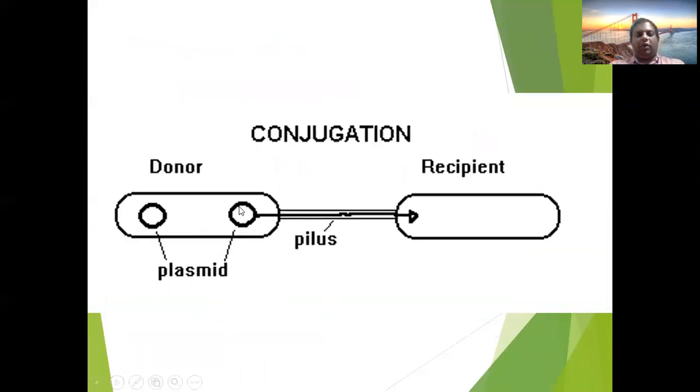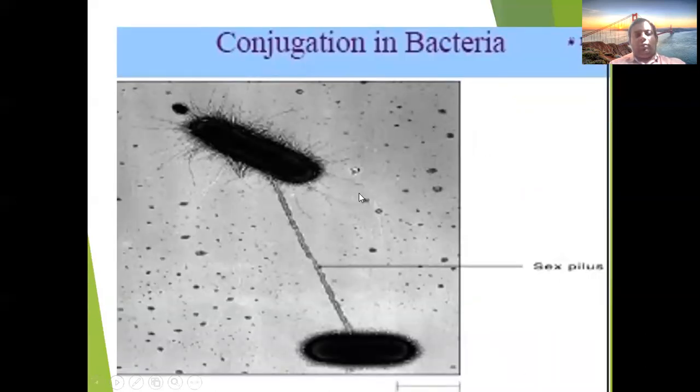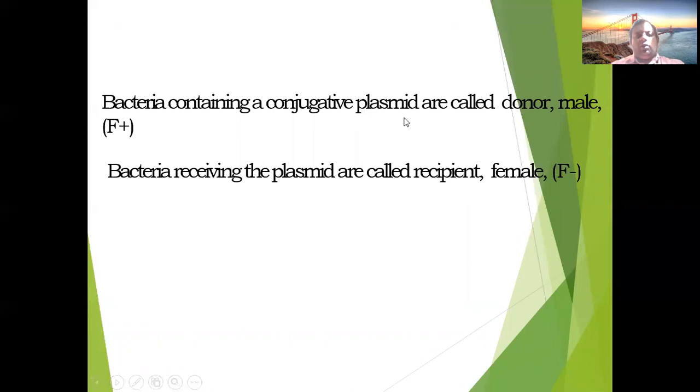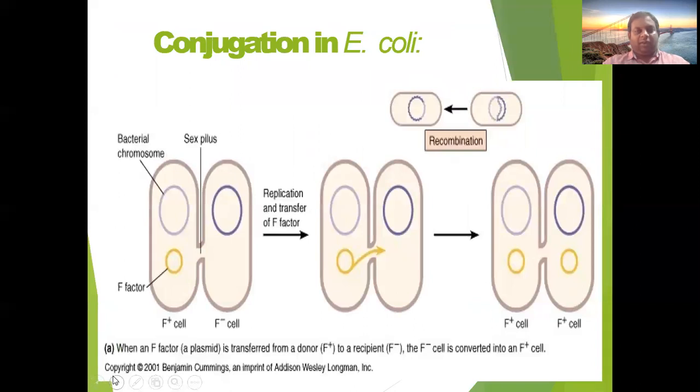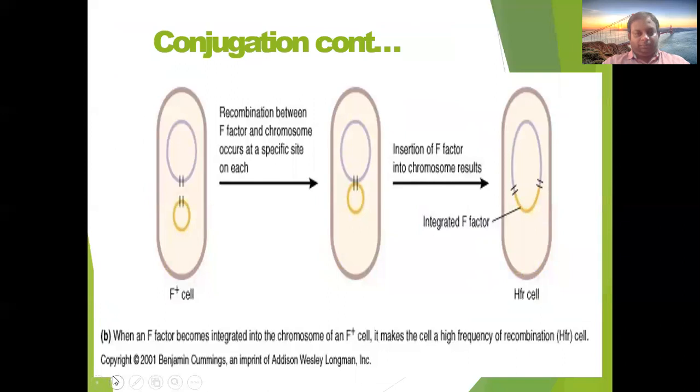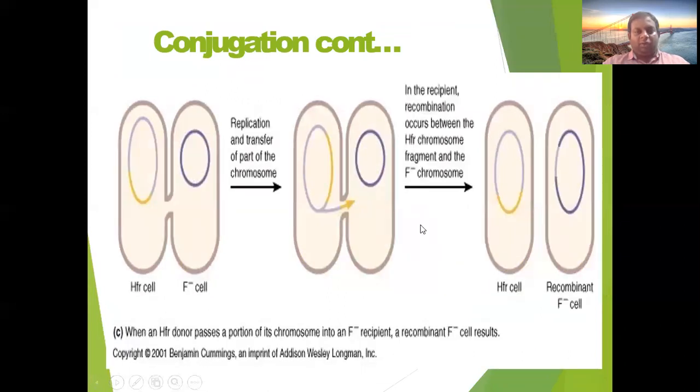Donor plasmid, via pili, there is contact, then the plasmid is transferred to the recipient. This is an electron microscopic picture. Bacteria with the conjugative plasmid are called donor, male, F plus. Bacteria that receive the plasmid are called recipient, female, F minus. Likewise, it happens. You can see there's recombination here. Ultimately, they integrate this recombined plasmid DNA fragment into the chromosome.